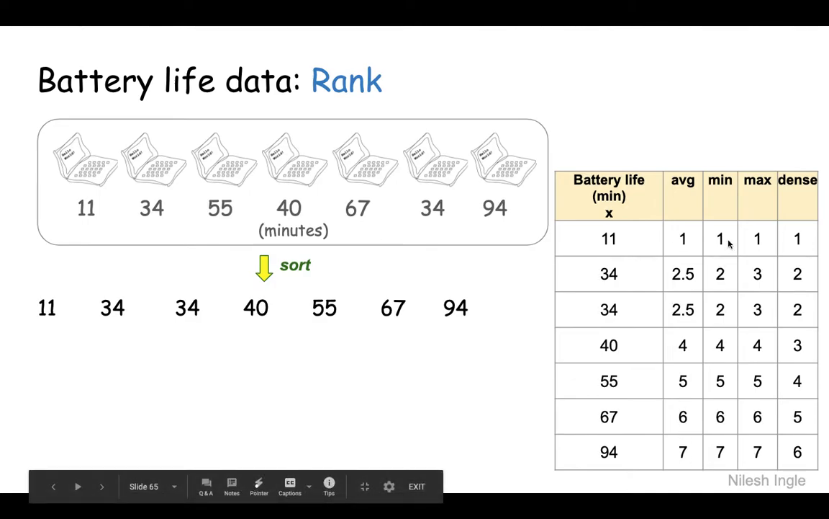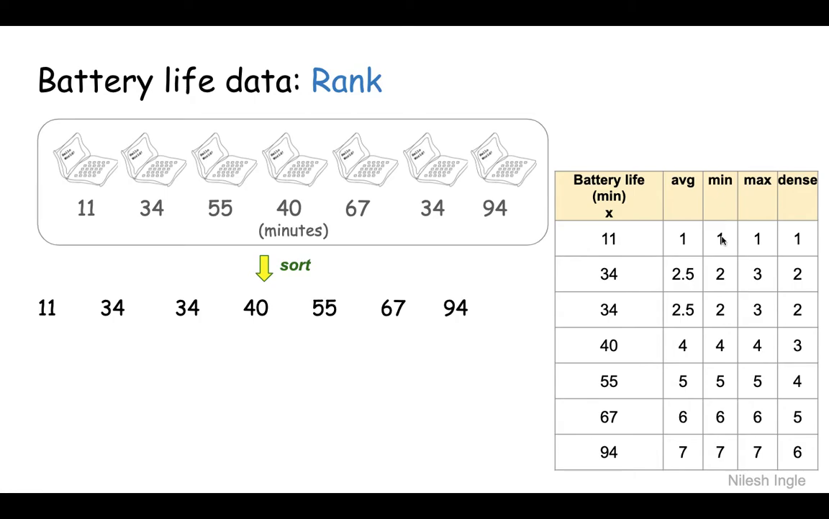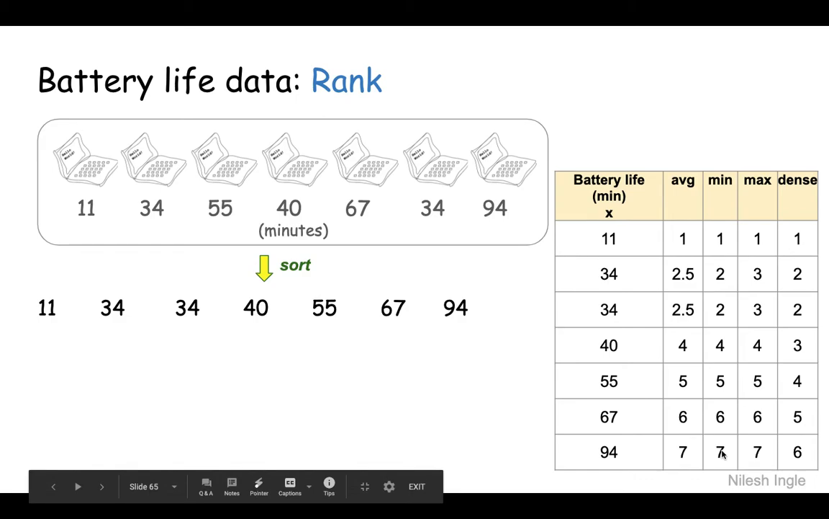In case of minimum, we start with 1 for 11, which is the lowest one, and then again, because 34 is repeating, it would have had a rank of 2 and 3. However, because this is minimum, we pick the minimum of 2 and 3, which is 2, and assign the value of 2 to both the 34s, skip 3 entirely, and then continue adding ranks 4, 5, 6, 7 for the rest of the observations.